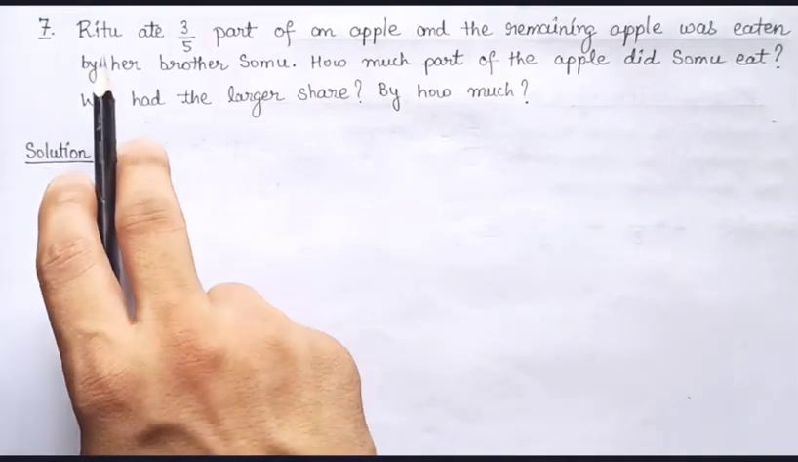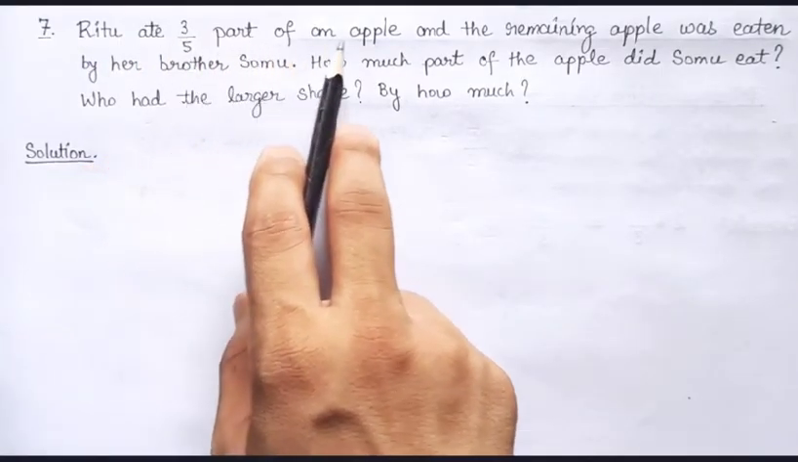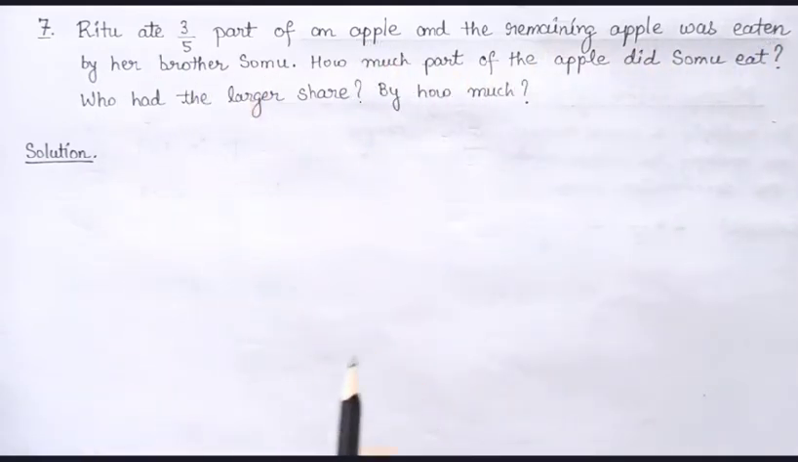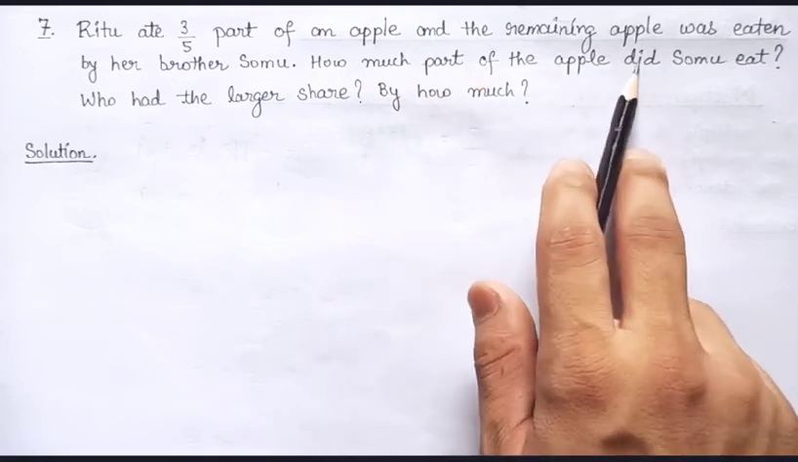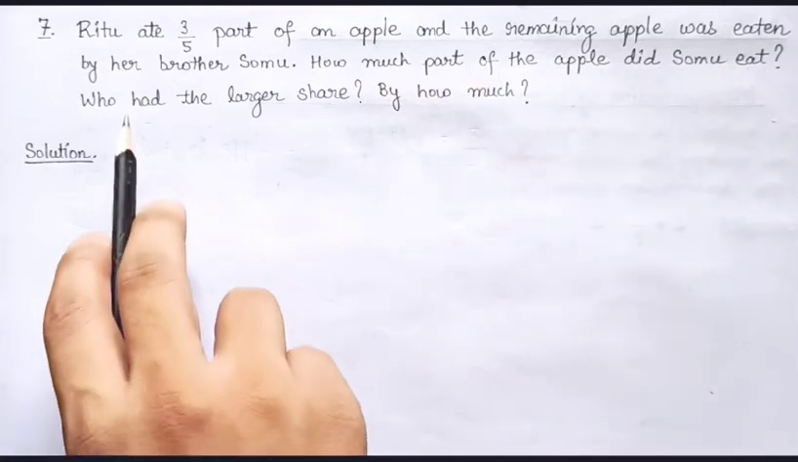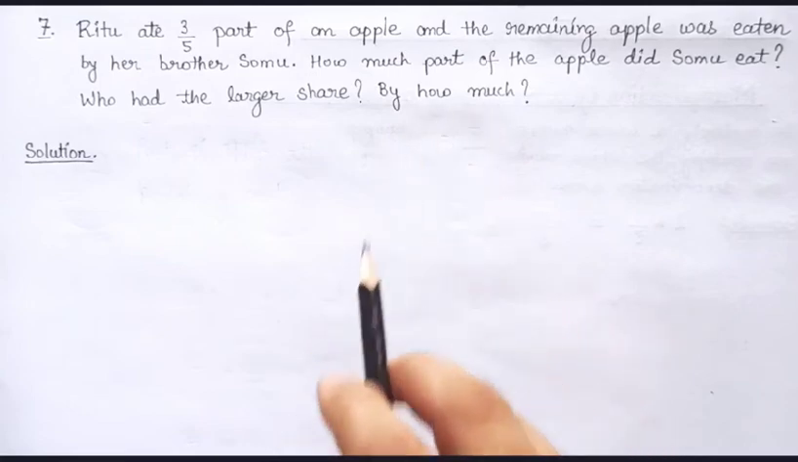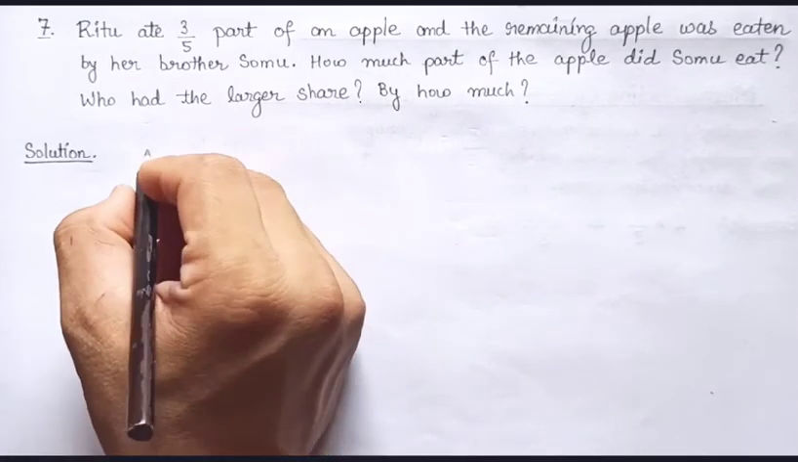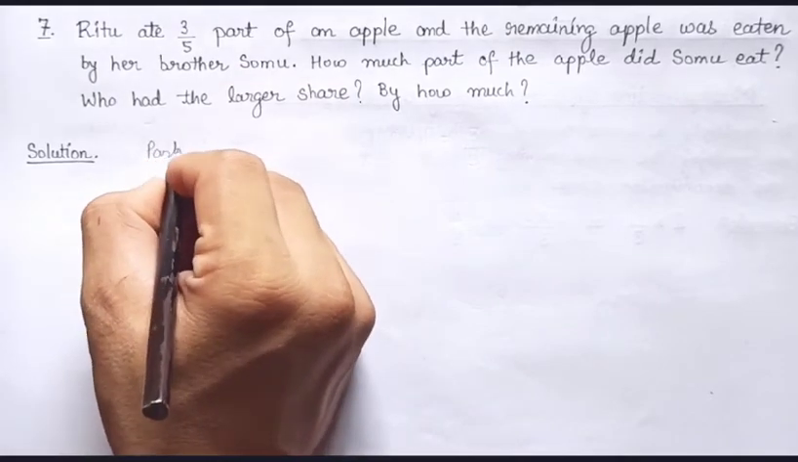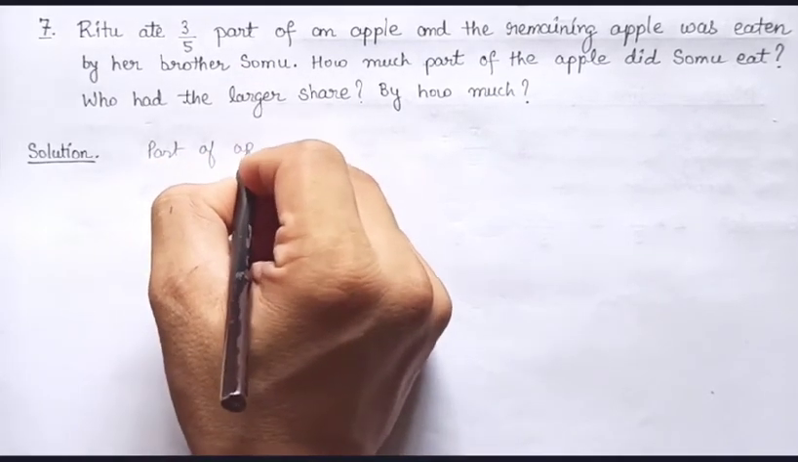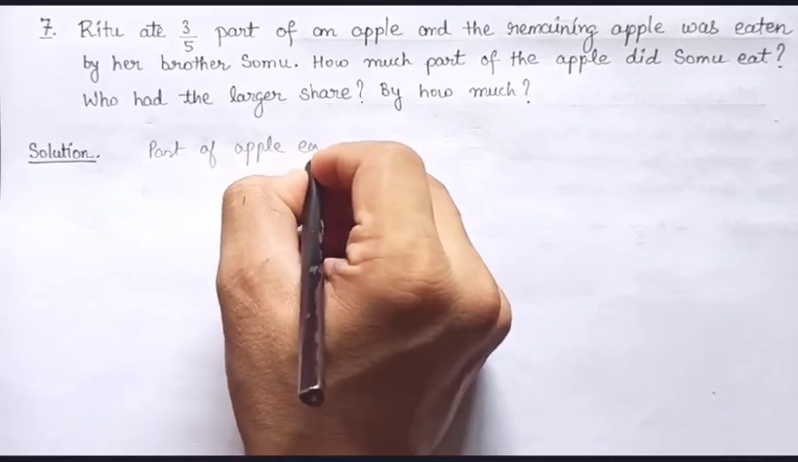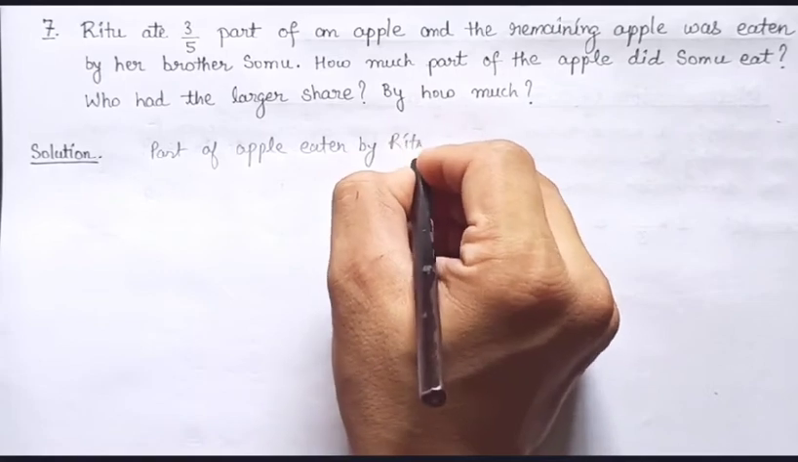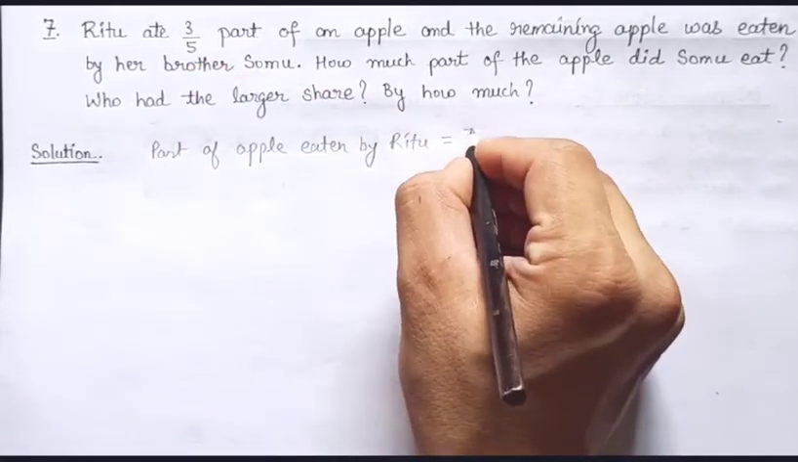Next question is, Ritu ate 3 by 5 part of an apple and the remaining apple was eaten by her brother Somu. How much part of the apple did Somu eat? Who had the larger share, by how much? So let us see. It is given in the question that the part of apple eaten by Ritu is equal to 3 by 5.